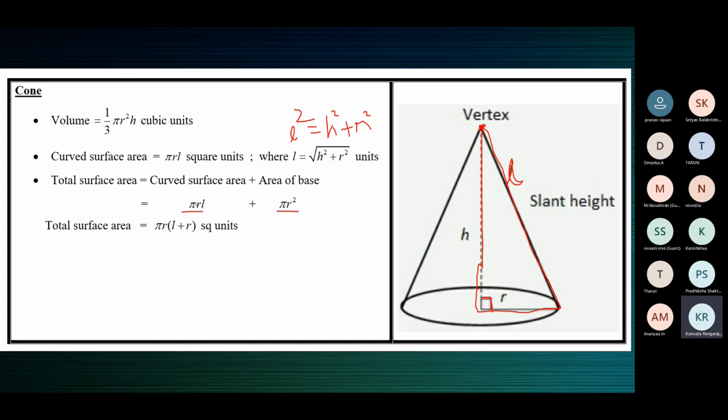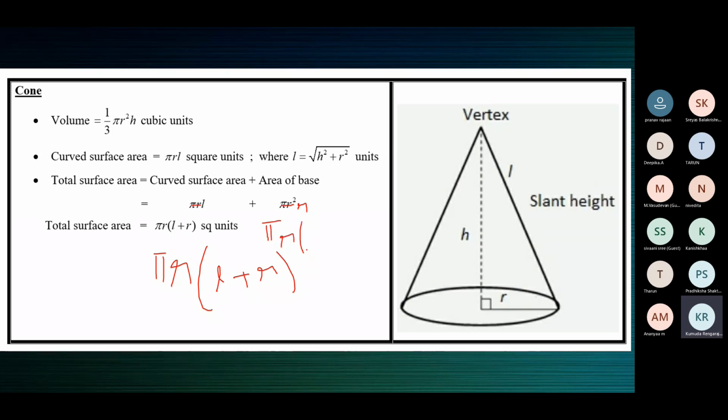If you take pi r common, you get pi r into L plus r. Pi r is common, so there will be one r left. So it is L plus r. Or you can also say pi r into r plus L. Fine, pi r into r plus L.